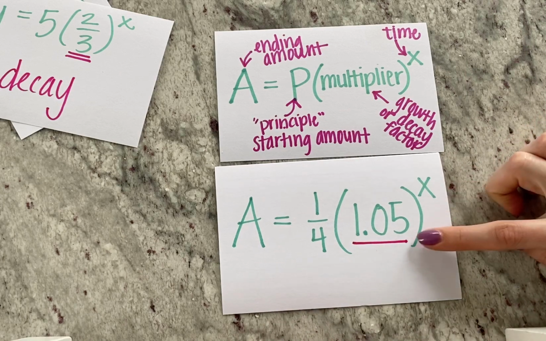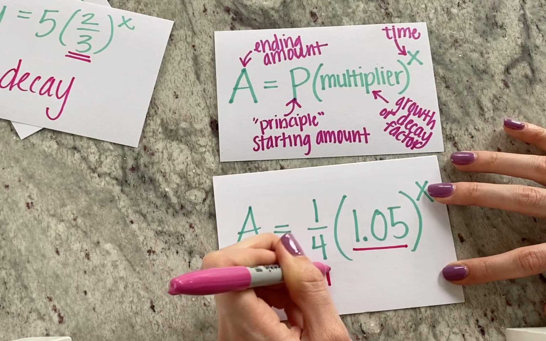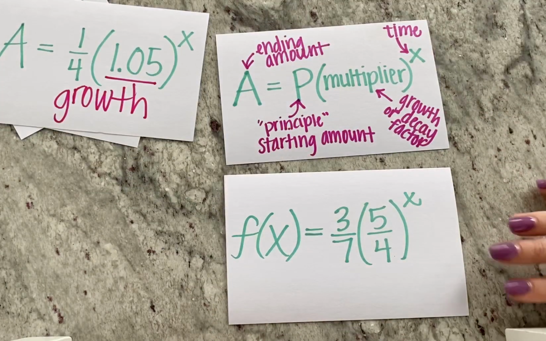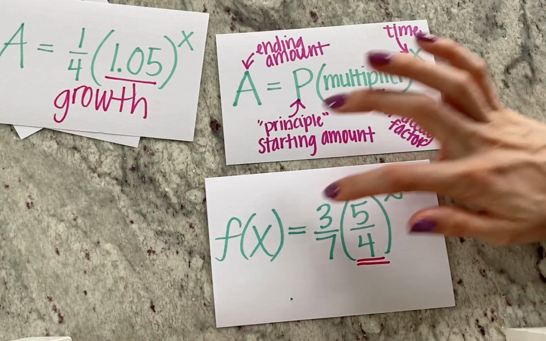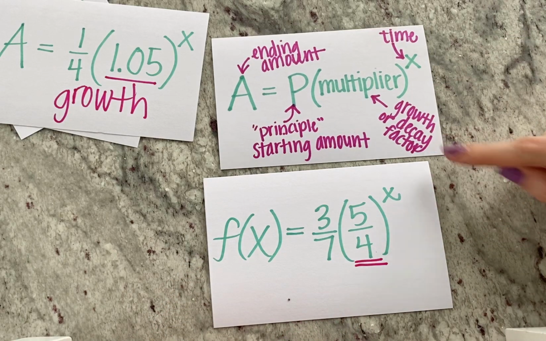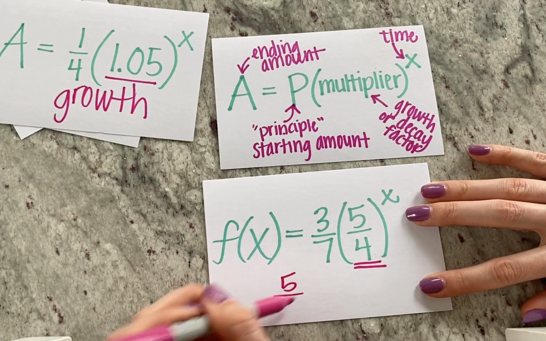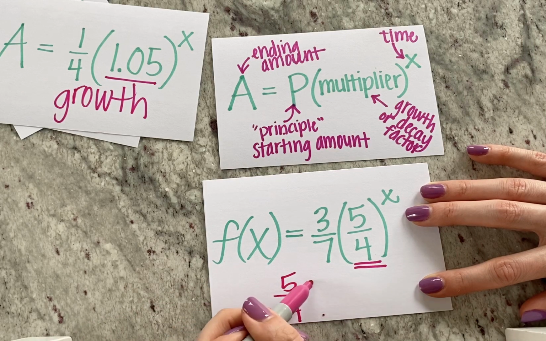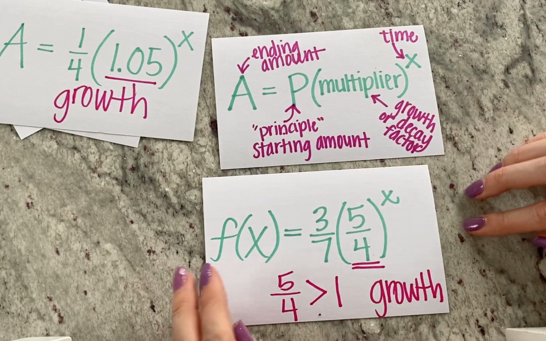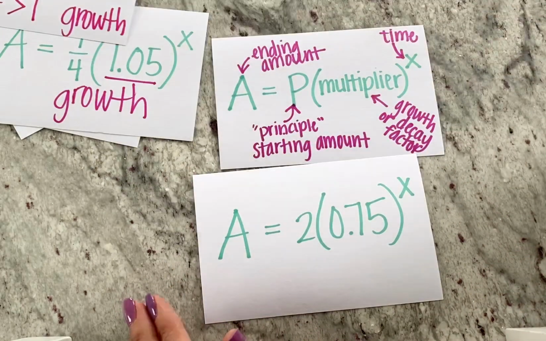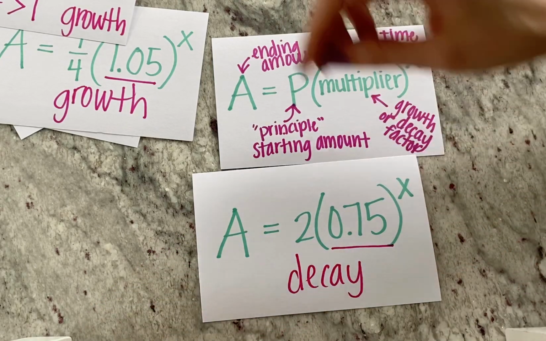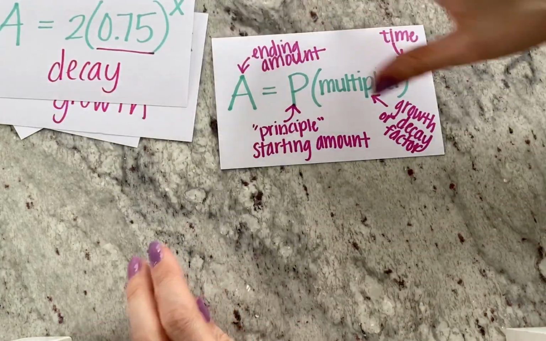This number before the x is bigger than 1, just slightly bigger, so this is growing. It's not growing super fast, but it's definitely growing. Okay, again, don't even get worried about this number at the beginning. That's just your starting amount. You're focusing on the multiplier or your growth or decay factor. And 5/4 is a number where 5 is bigger than 4, so that's greater than 1. You can always turn them into a decimal. You could divide 5 by 4 if you're not sure, but that would be a growth model. And then finally, this number here, smaller than 1, so that would be decay. All right, so that's part of your assignment, determining growth or decay.